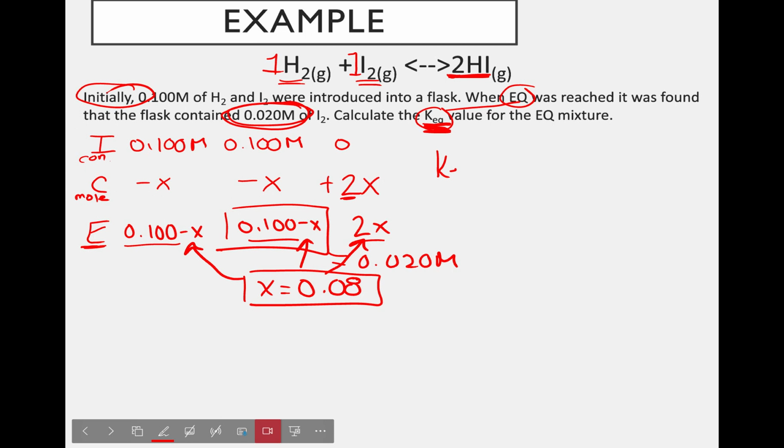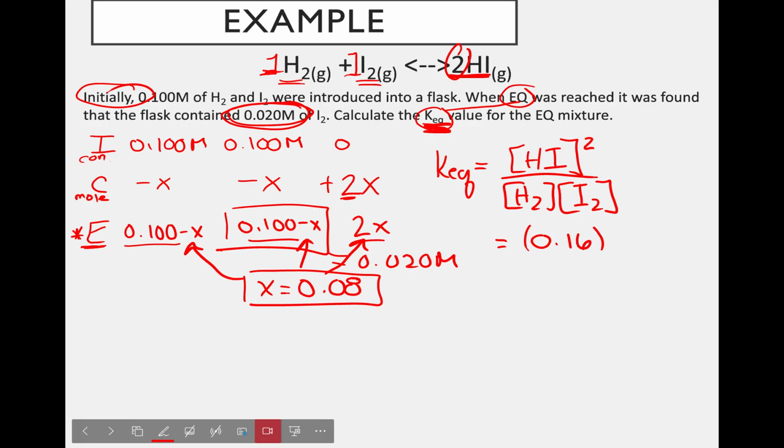So now we can set up the KEQ expression. So you have products concentration, and then squared, because of the 2 in front, divided by your reactants concentration. We don't need any exponents because we have just a 1 in front. Once we have that, then we can start to plug in the values we calculated at equilibrium. So HI would equal 0.16, and this needs to be squared, divided by 0.02 and 0.02 for each of those.